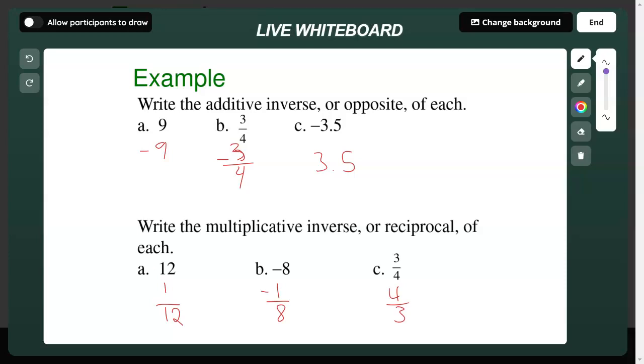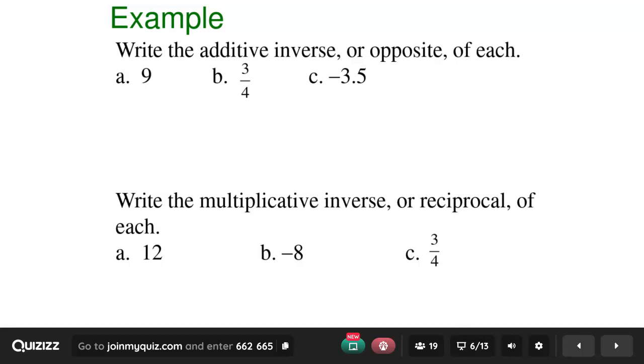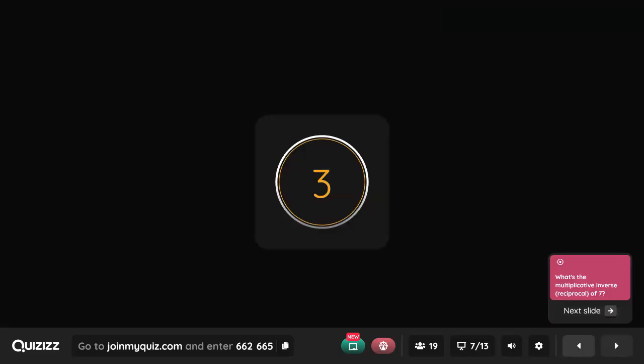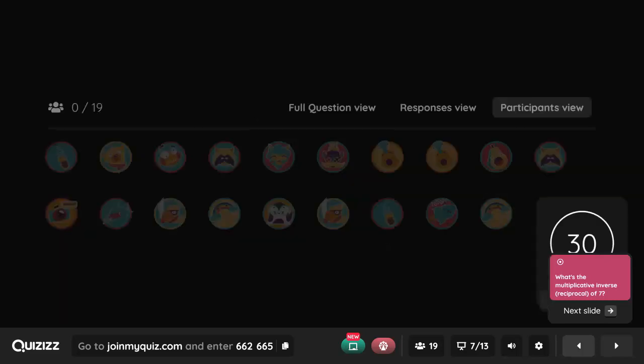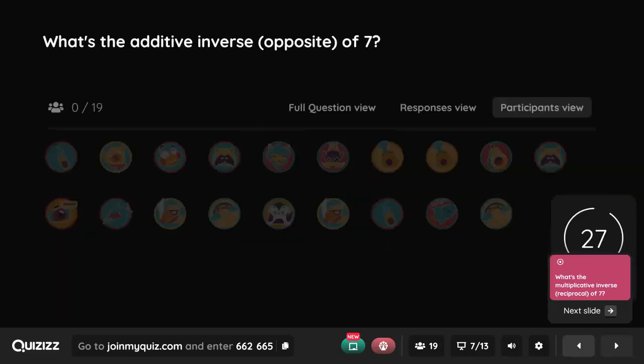So what does it mean by additive inverse? What does it mean by reciprocal? And knowing what to do. The actual doing it isn't hard. It's just remembering what it is. So, I would like the additive inverse of 7. Inverse of 7.